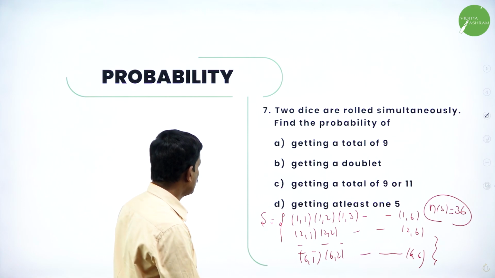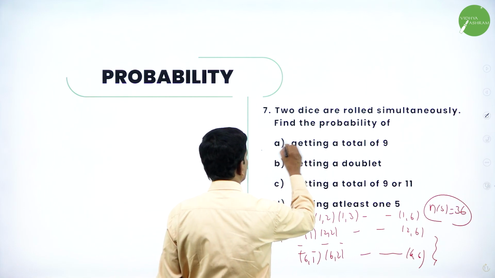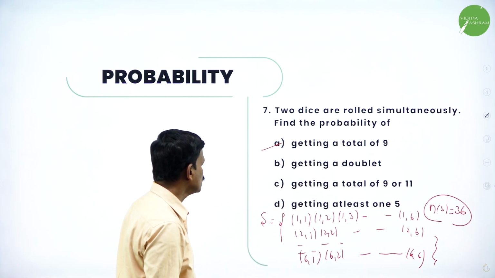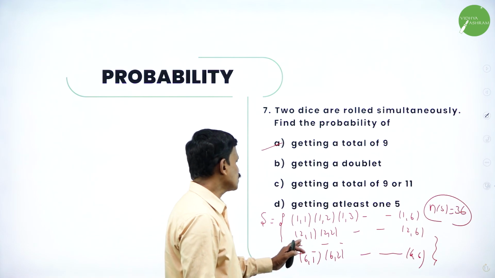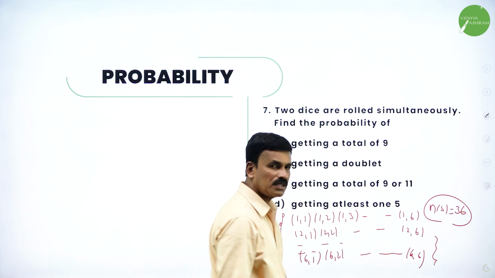Now let us find out one by one. Getting a total of 9. In the first row we won't get a total of 9. In the second row also, 2 plus 6 is 8.